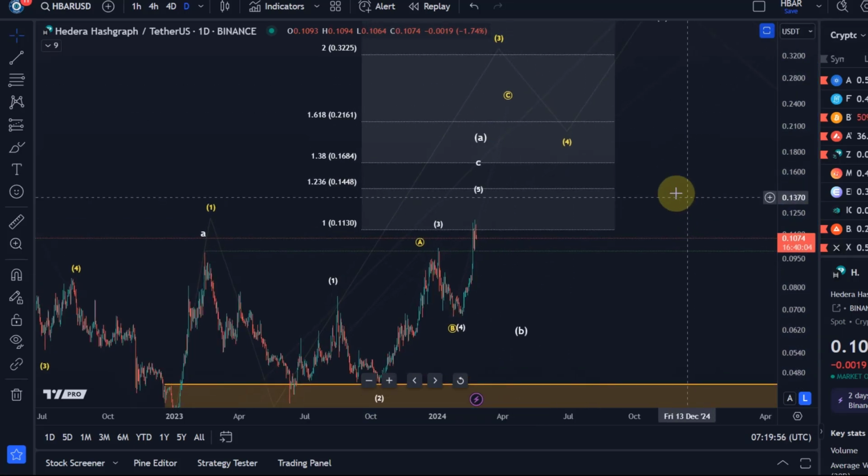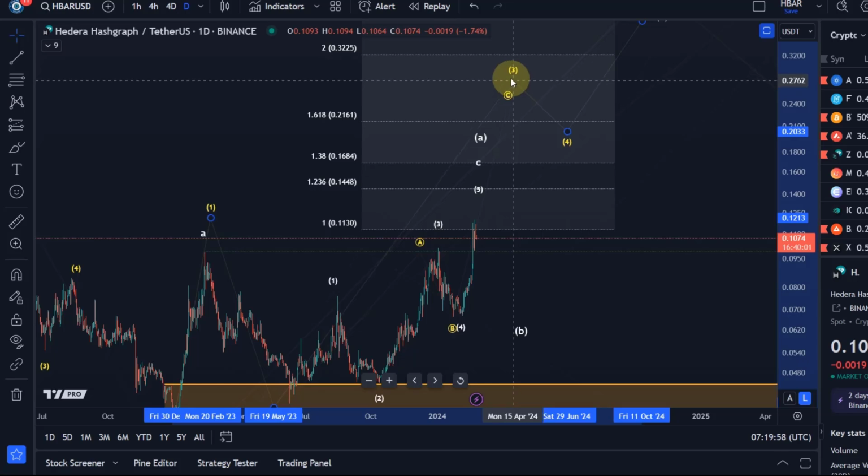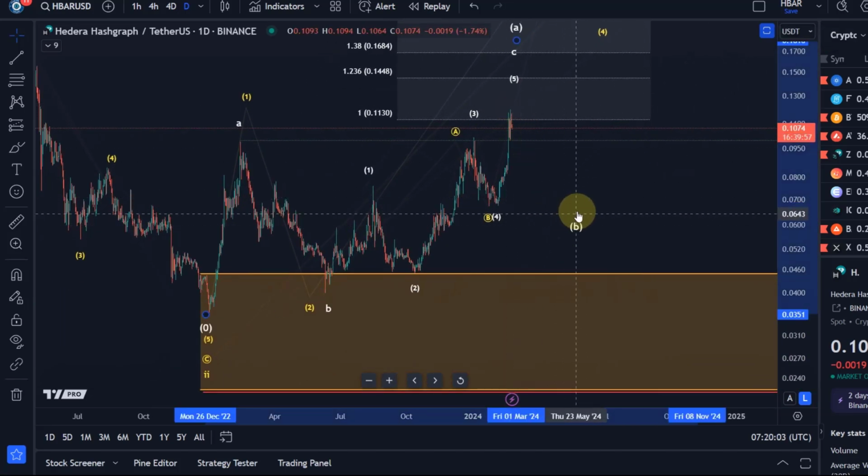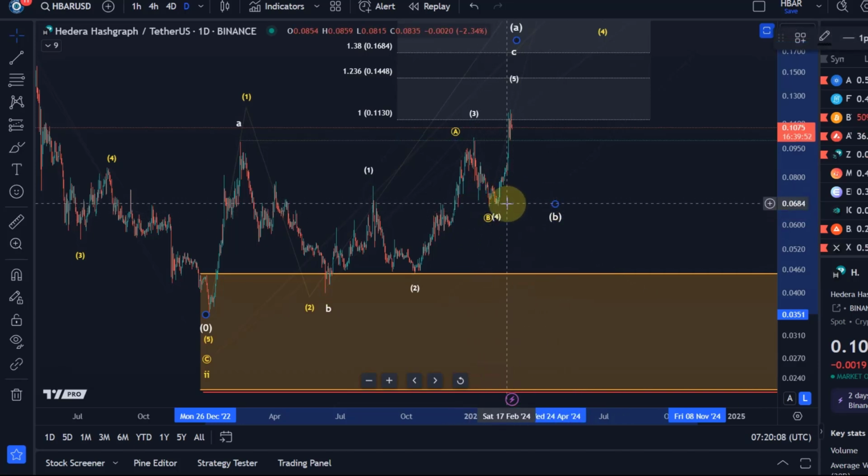But if we get a deeper pullback, then this could be our B wave there in white. Now, if we see a B wave in white, it could be a pullback that might get into the region of the previous wave 4 low here, around 6.7 cents.